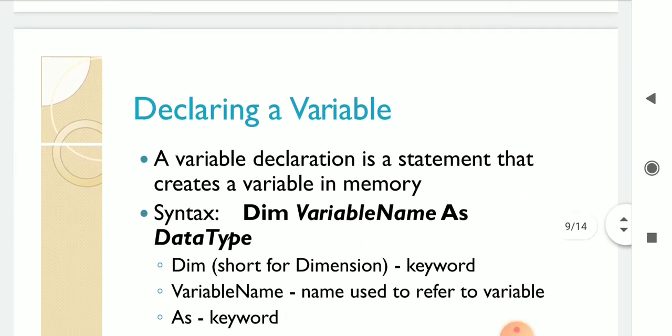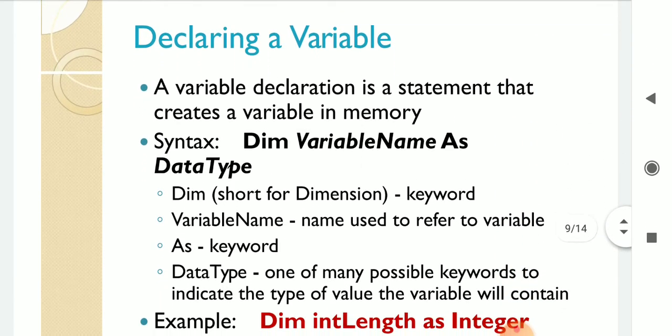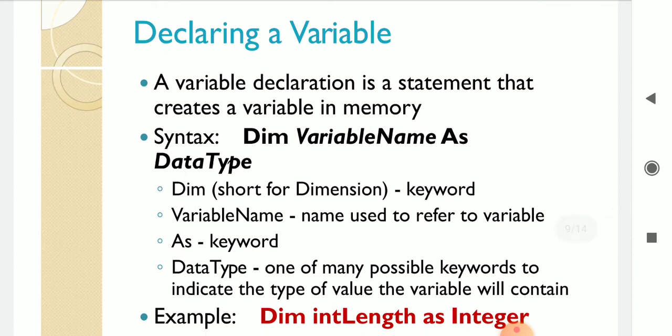How do you declare a variable in Visual Basic? For declaring the variable, you have to keep in mind this statement: Dim variable name as data type. Dim is for dimension. Variable name is the name which you want to take for the variable. As is a keyword, and which type of value you want to take in the variable, that you have to specify with the help of the data type.